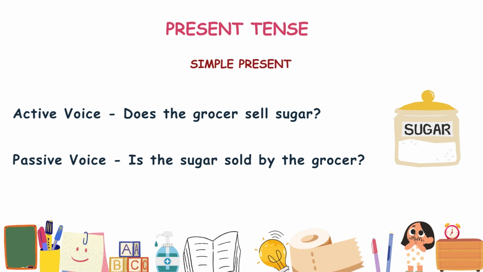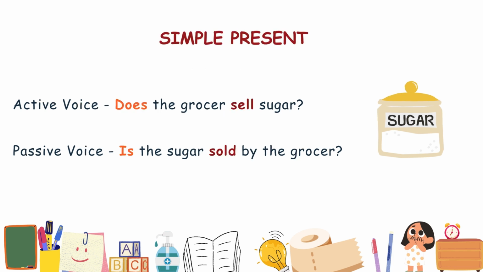Let's find out for simple present tense. Does the grocer sell sugar? Is an active voice. Is the sugar sold by the grocer? Is a passive voice. In order to change the sentence from active to passive voice, the auxiliary verb is added and sell is replaced with sold.